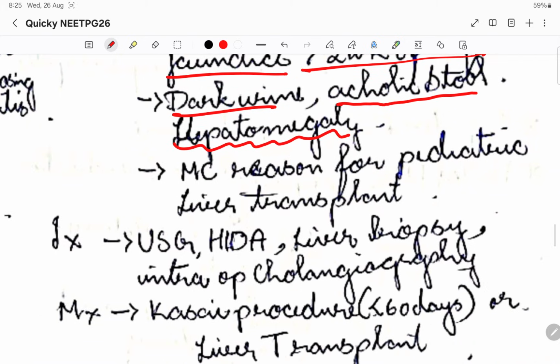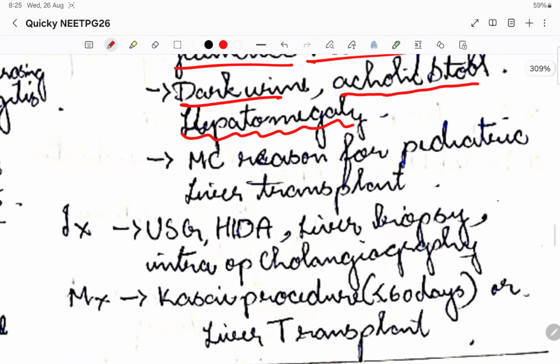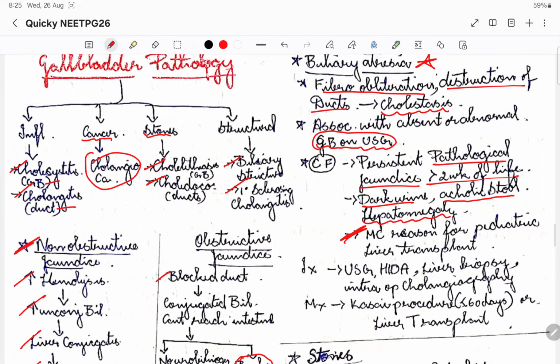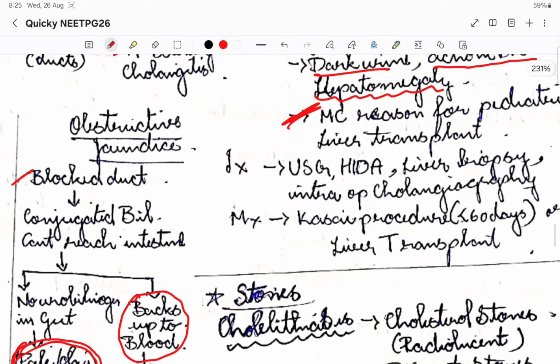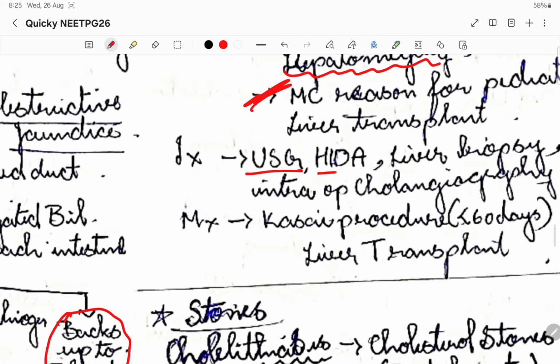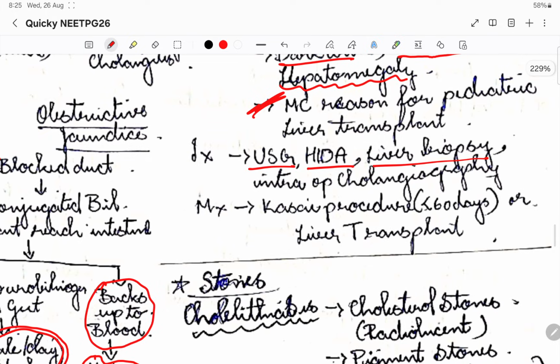The most common reason for pediatric liver transplant is biliary atresia. We can't do anything else; we have to go for liver transplant. Investigations are basically USG, HIDA scan, and liver biopsy. Then we'll also do intra-operative cholangiography and see where exactly the atresia is.